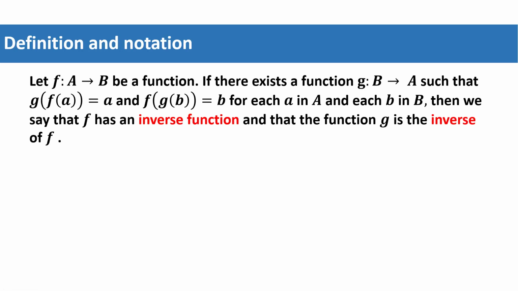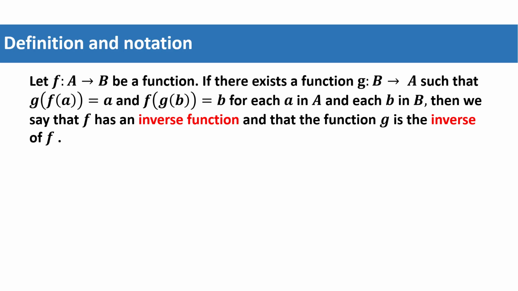Let f be the function that takes set A and pairs it to corresponding values in set B. If there exists a function g such that g takes inputs from B and pairs them with corresponding outputs in A, such that g of f of a equals a and f of g of b equals b, for each a in set A and each b in set B, then we say that f has an inverse function and that the function g is the inverse of f.